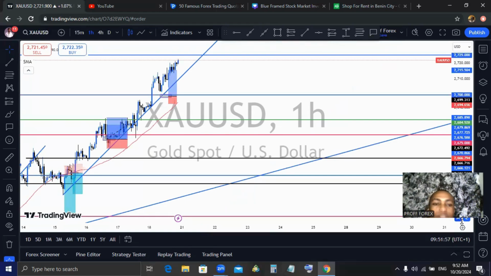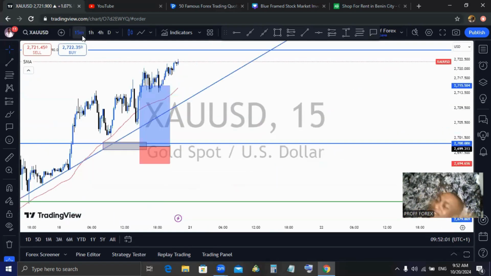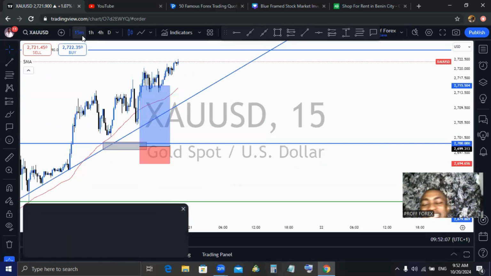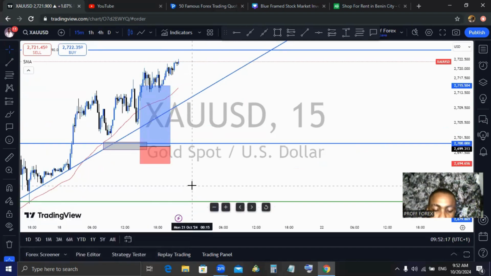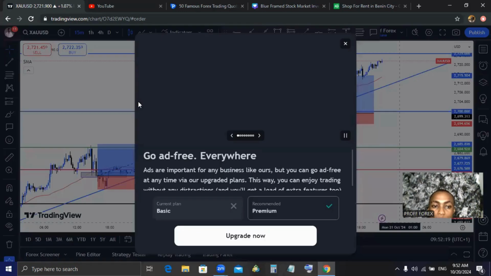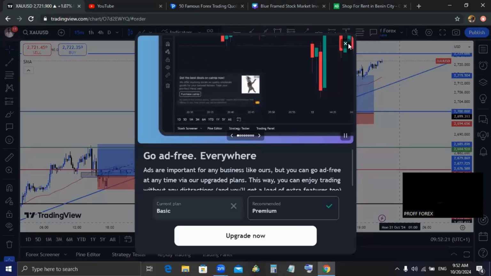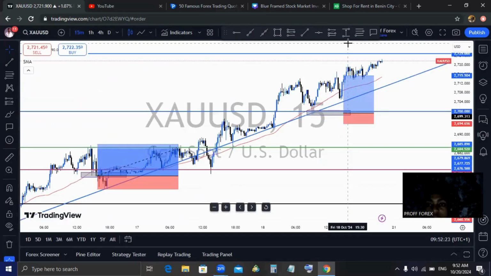Then I have to come to my 15 minutes. When I come to the 15 minute timeframe, flash back to the things I wrote on the screen. When I told you that the 15 minutes gives additional confluence to add to my trade line for confirmation, because that is when I will be entering the trade.